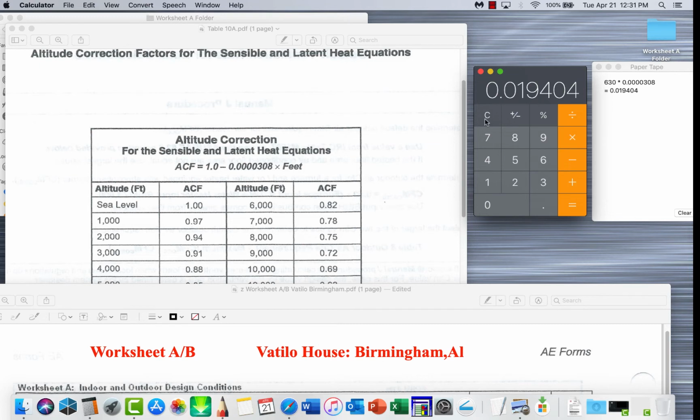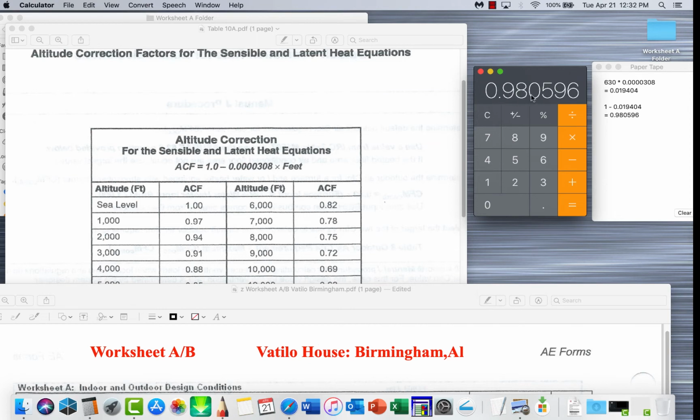So we'll just take 1.0 minus 0.019404, and we get this, your altitude correction factor number. Now, like I said, if we was at 1,000 feet, it would be 0.97. So we're in between here and here. So this seems correct. Now, all we got to do is just kind of round it out.